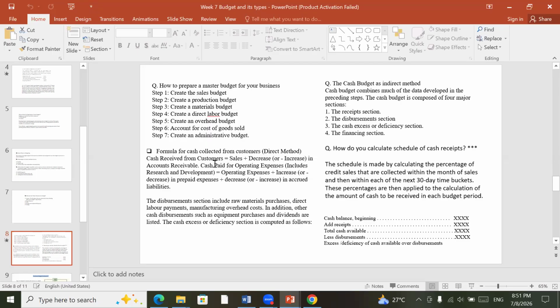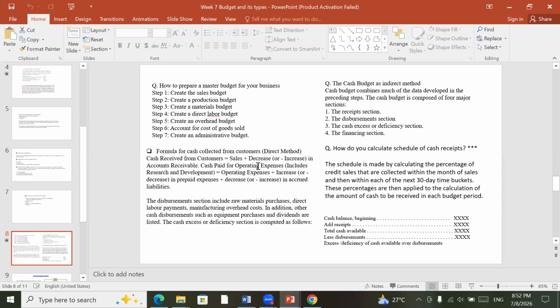There are common formulas: direct method, cash receipt, direct method or indirect method. You have to carefully follow the formula. How do we ready the cash schedule? There are two methods of cash schedule, direct method and indirect method. Cash schedule means how much cash is generated within an accounting period or within a specific period. That depends on your organization.